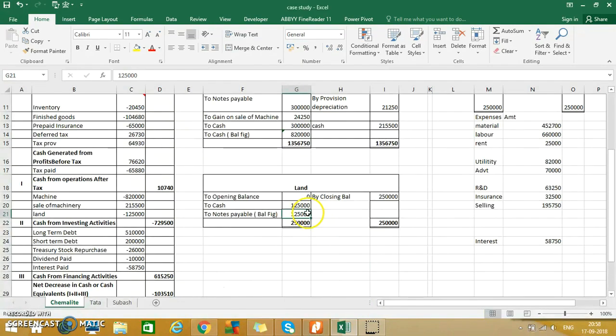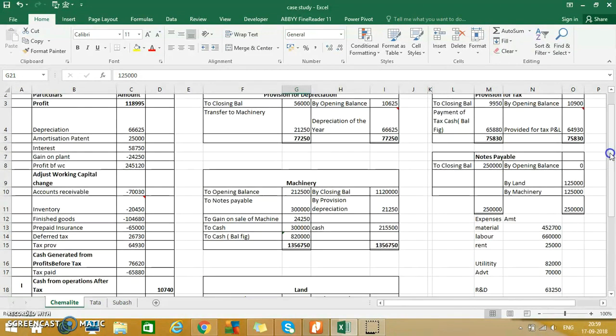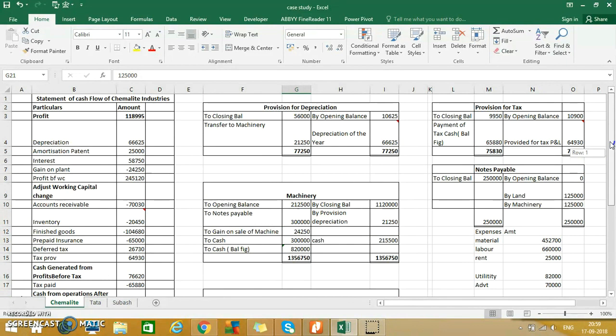1,25,000 is part of the notes payable, which is a balancing figure. Of the total opening balance, which was 0, you find that the land is 2,50,000. So when you balance it, you find that you have paid a cash of 1,25,000, and 1,25,000 is a balancing figure which gets into the notes payable. Let us look at the next point, which says that machinery is, out of this 8,50,000, 2,50,000 goes for land, so the rest of it goes into the machinery.